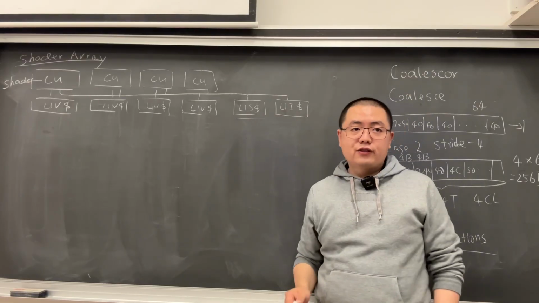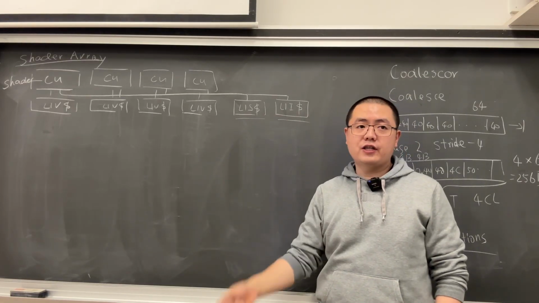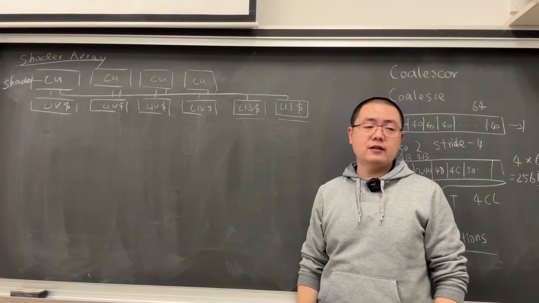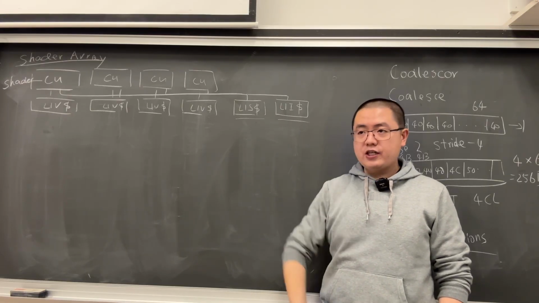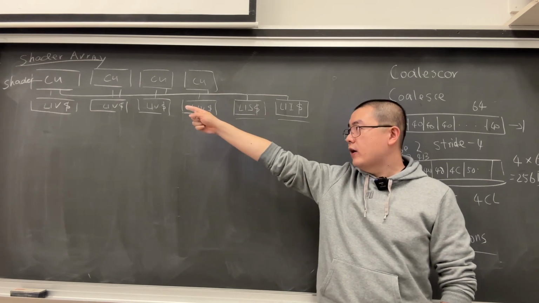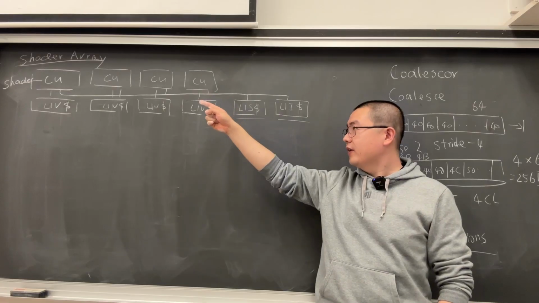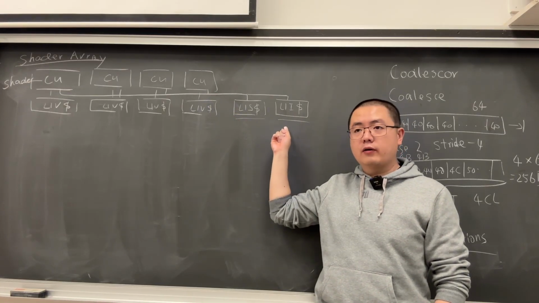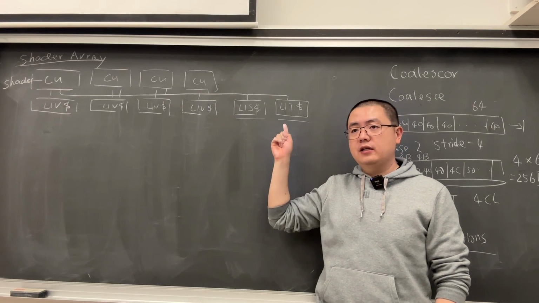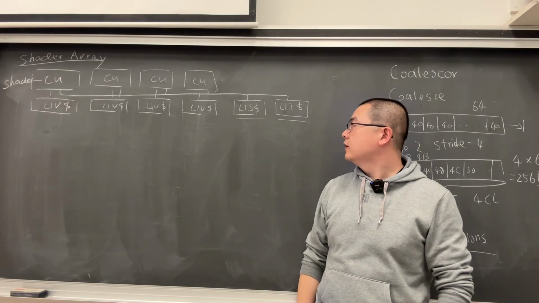So why are they likely to be shared? You need to know instruction sharing is very common, right? So shaders are helping each other. If one CU loads the instruction, the other 3 CUs will already have it, which reduces the miss rate.